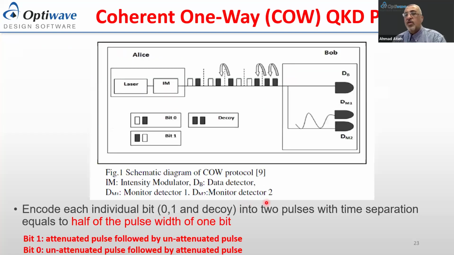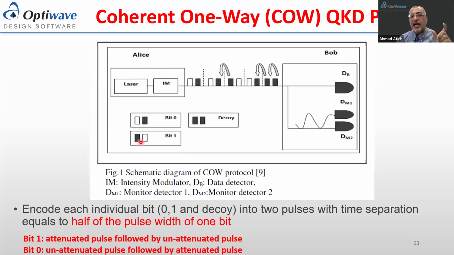The other algorithm I'm going to show you today in OptiSystem is the coherent one-way. In the coherent one-way, you have more than one photon transmitted. You have pulses, and these pulses are coded with a decoy pulse. You have a repetition rate, and within the bit period you send two pulses. If it is bit one, you send an attenuated pulse, followed by a full pulse, and the width of these pulses is half of the bit period.